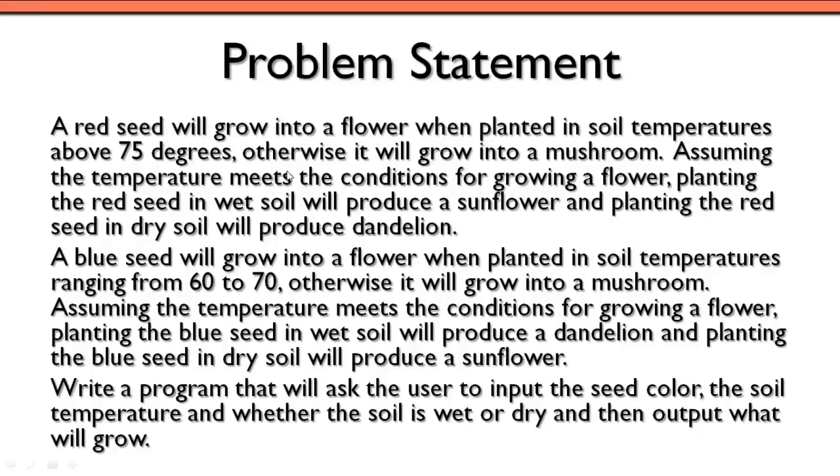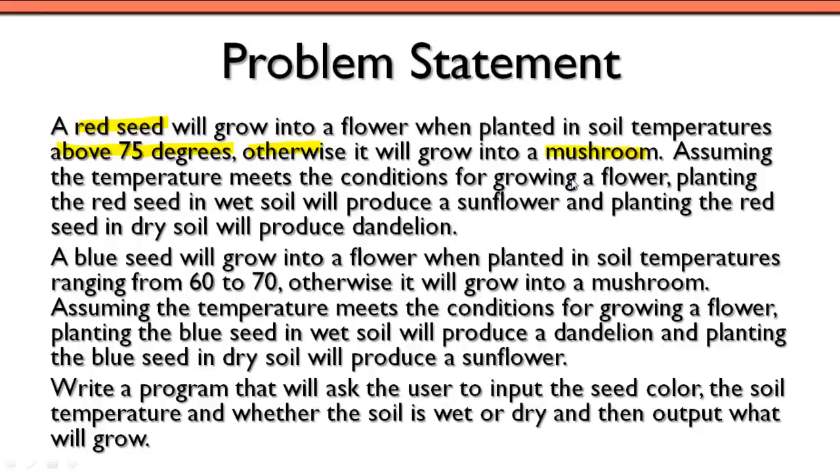So we have here a red seed, and we're told that this red seed will grow into a flower. So let me go ahead and mark that we're talking about a red seed here with my little highlighter. It will grow into a flower when planted in soil temperatures above 75 degrees. So we've got to be above 75 to get a flower. Otherwise, it will grow into a mushroom. So we'll say, otherwise, we get a mushroom here.